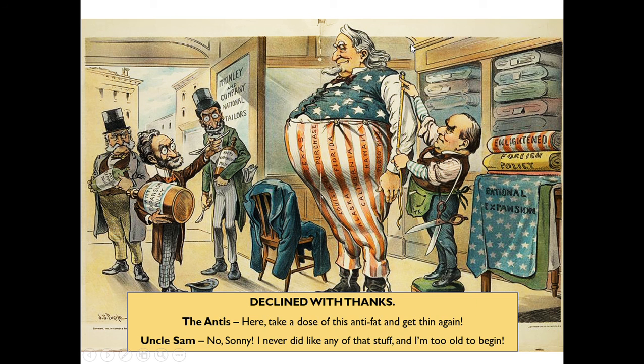I like this cartoon. There are other things that are hidden in here. On the door it says McKinley and Company National Tailors. Remember, William McKinley was the president during the time of the Spanish-American War, and that's actually supposed to be him. You can see his initials down here. He's the tailor fitting Uncle Sam for a new suit, probably because he was supportive of this idea that the United States should expand. The materials back here say enlightened foreign policy and rational expansion.